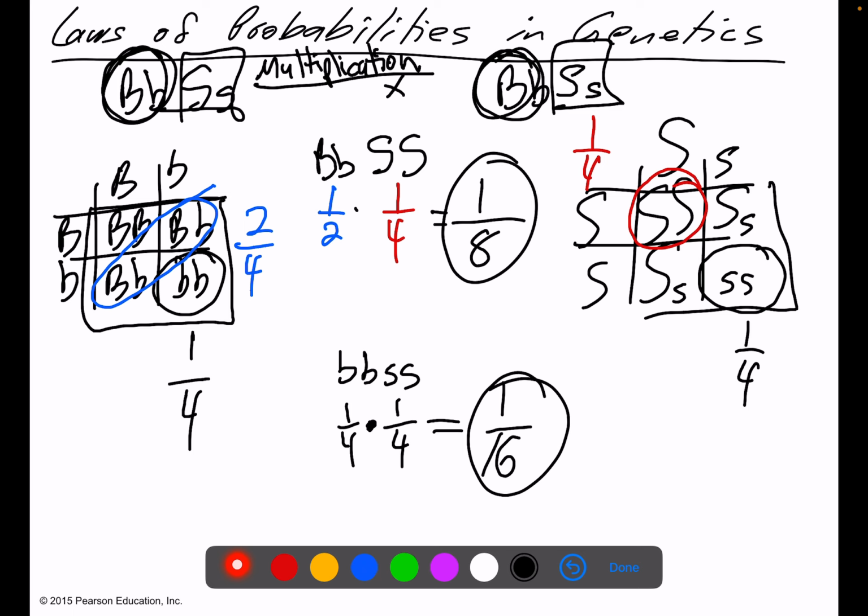Done. Law of probabilities. Now you want to practice the law of probabilities because that's going to be on your extra credit next week. Okay, laws of probabilities are not terrible. Let's do now an example with multiple pregnancies.